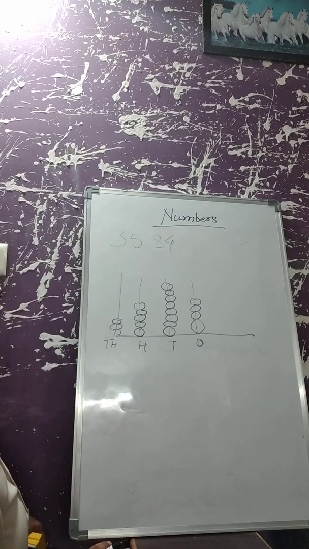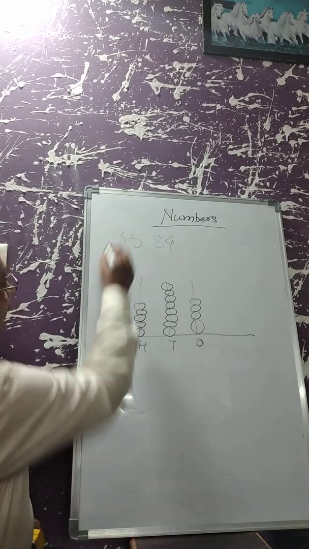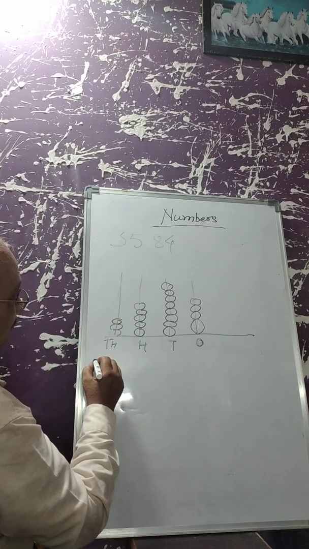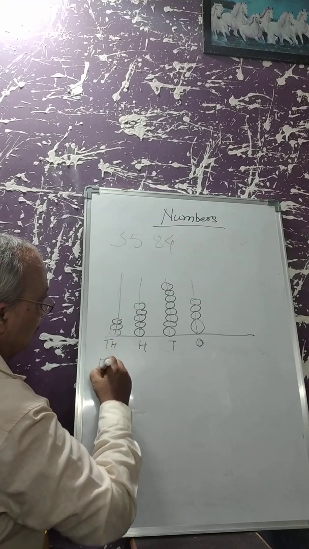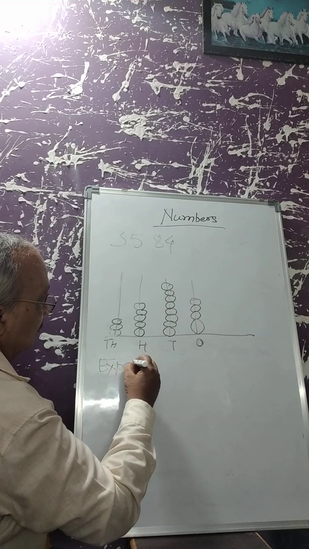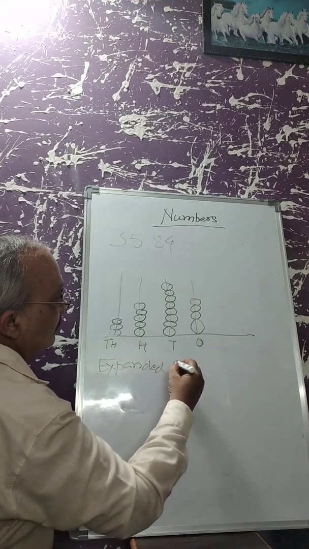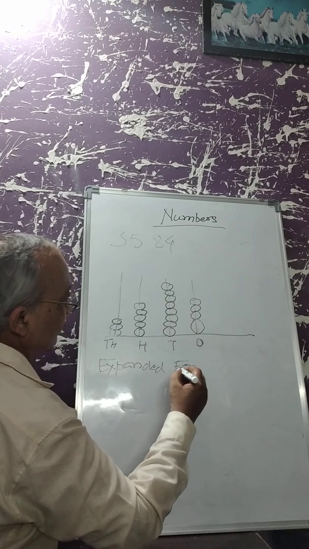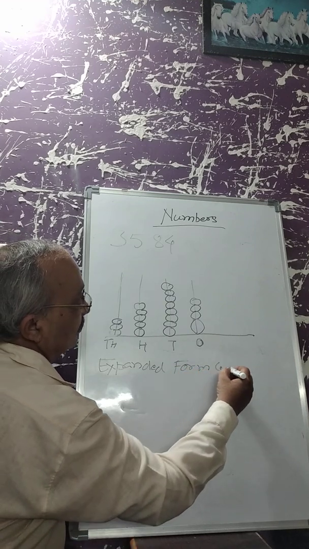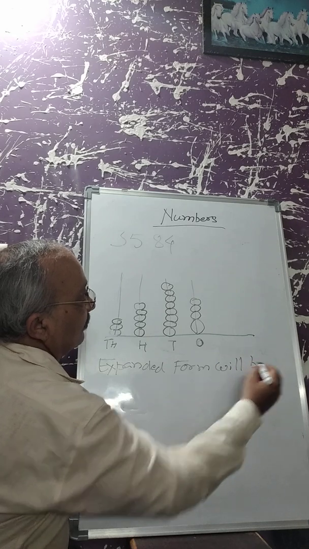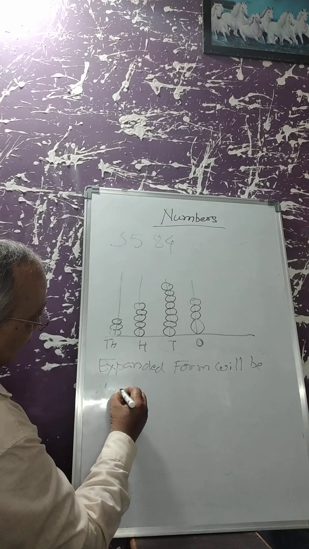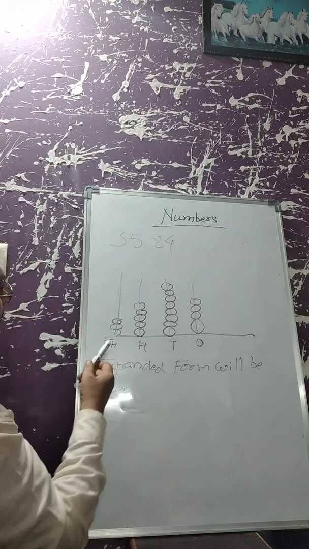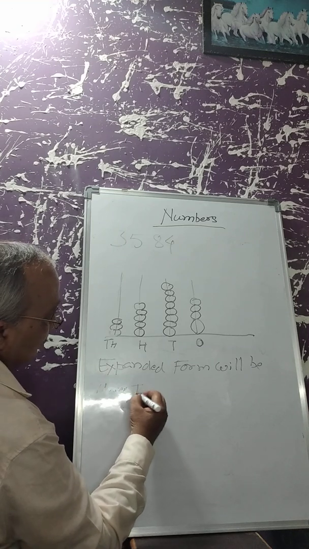So how will we write it in expanded form? The expanded form will be: it starts with 3, so write 3, and this 3 is at the place of 1000, so write 1000.